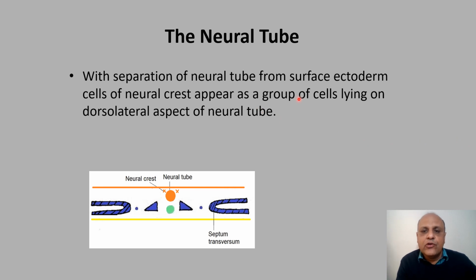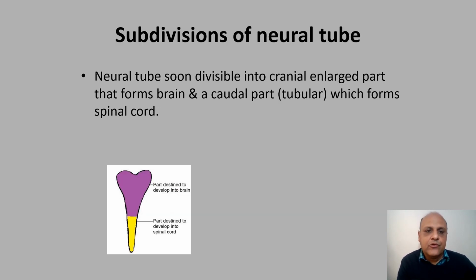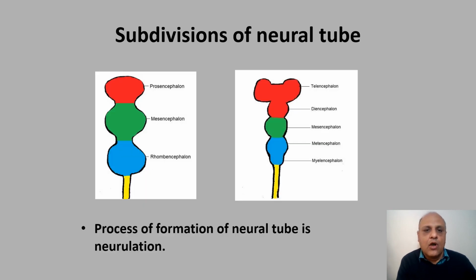So with separation of neural tube from surface ectoderm, cells of neural crest appear as group of cells lying on dorsolateral aspect of neural tube. We call these the primordia of neural crest. Now this is the neural tube formed. Its formation has been induced by the notochord, and the primordia of neural crest are lying on the dorsolateral aspect of the neural tube. Now this neural tube undergoes subdivision into an enlarged cranial part, which is destined to form the brain, and a narrow caudal part which is destined to form the spinal cord.